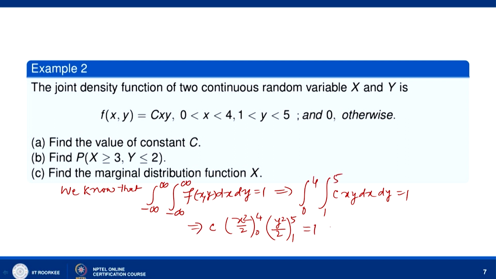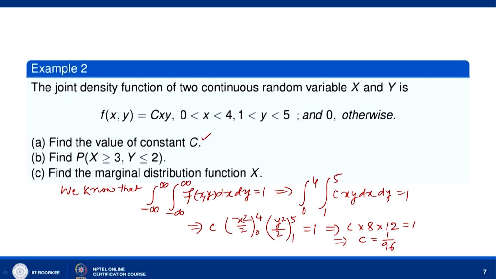Now c is a constant. We integrate with respect to x to get x squared by 2, from 0 to 4, and when we integrate y, we get y squared by 2, from 1 to 5, and this is equal to 1. This implies c times 16 by 2, meaning 8, and then we have 25 by 2 minus 1 by 2, so 24 by 2, that means 12. So we have c equal to 1 by 96. This is the value of the constant c.